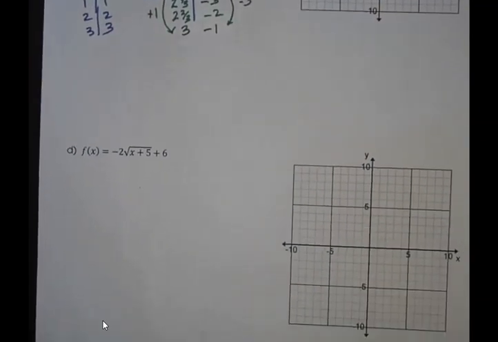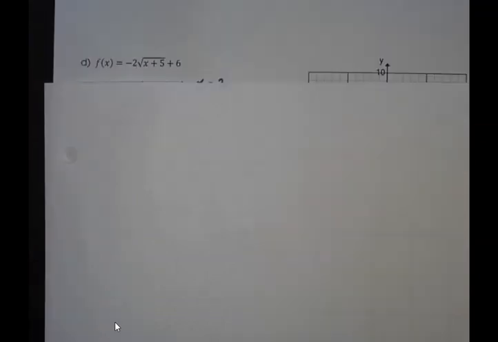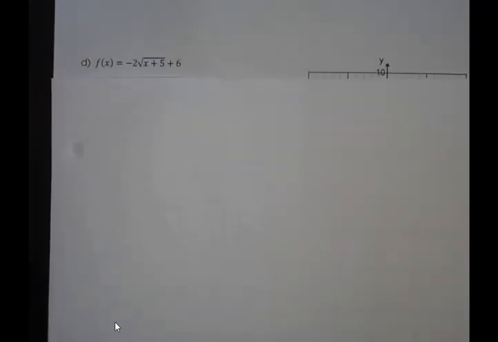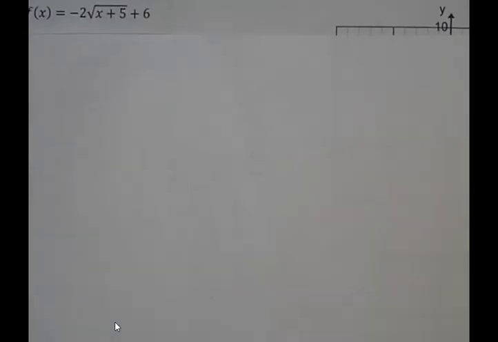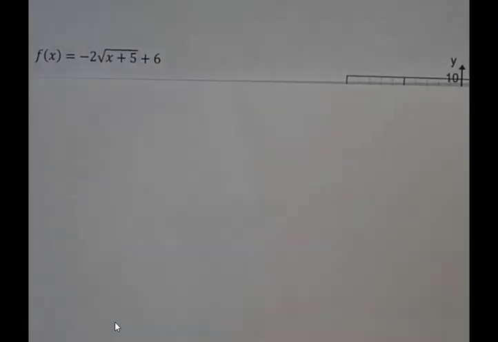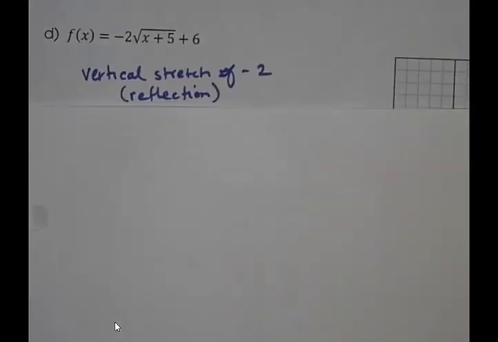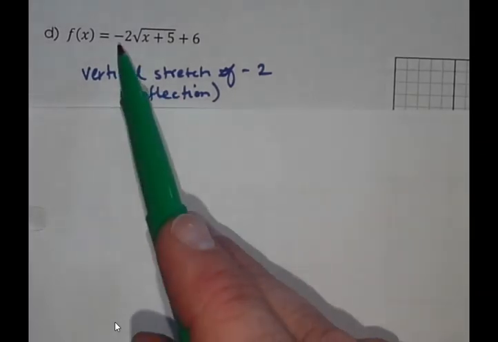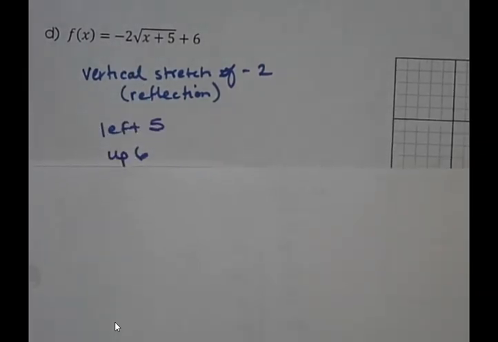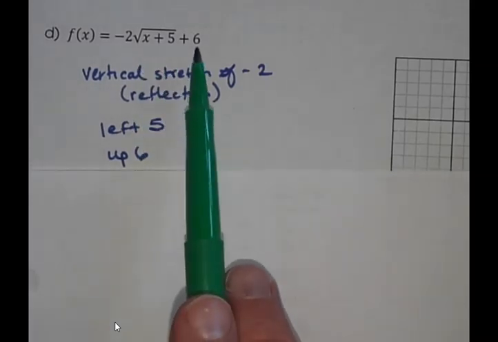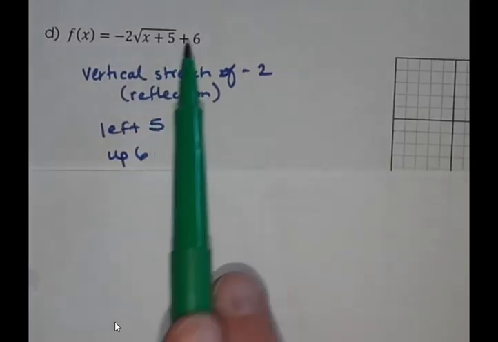The last one, again, I'm going to push pause, and then I'm going to let you try it on your own. So when you were looking at this, I'm going to zoom in a little bit so you can see it. All right, we had a vertical stretch of -2. That's our A value. We went left 5, up 6.